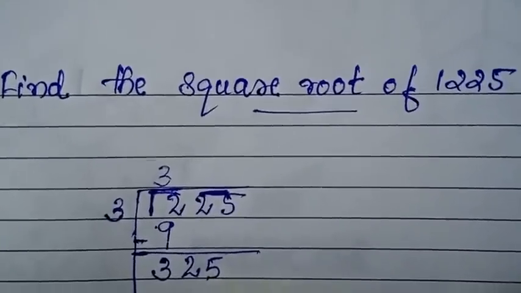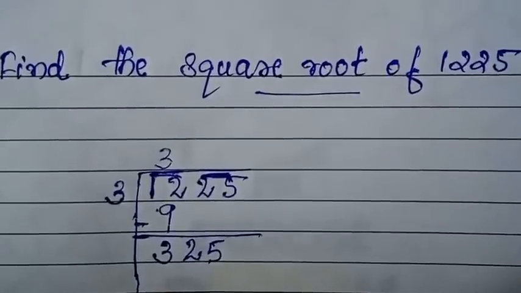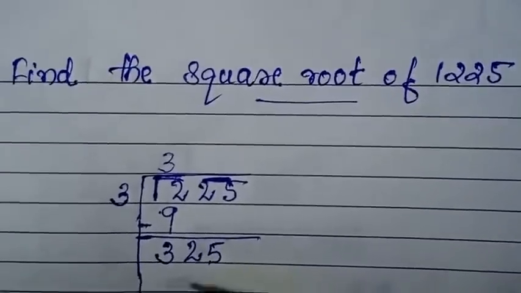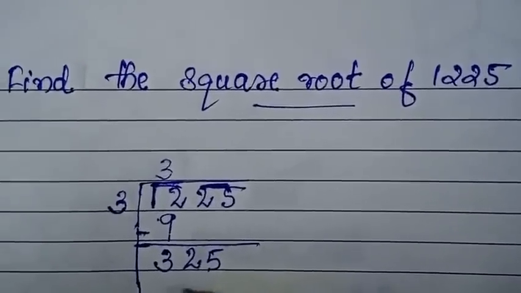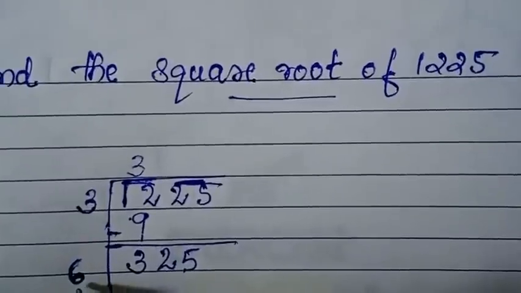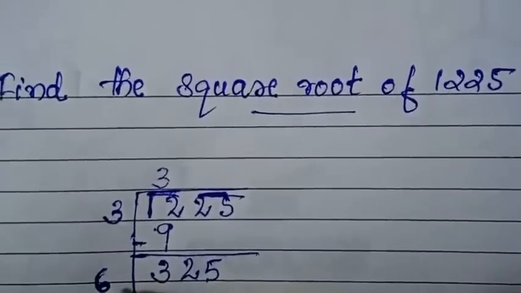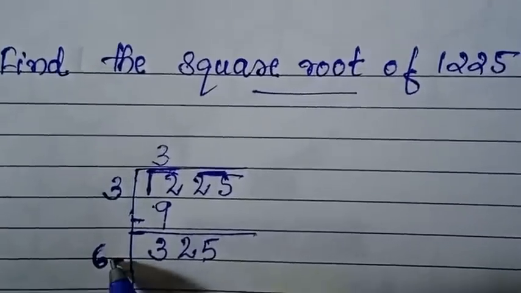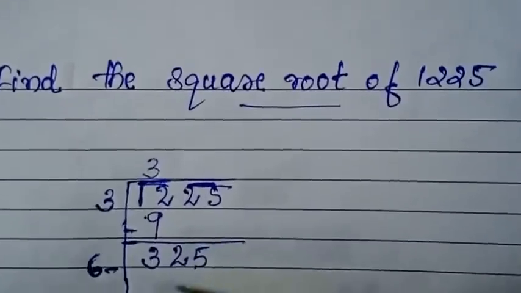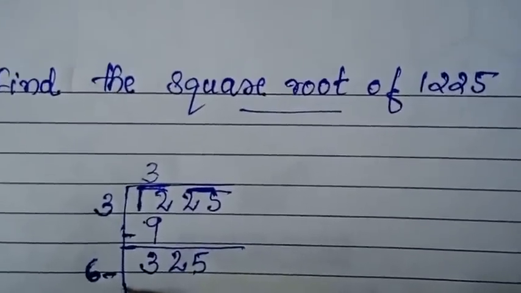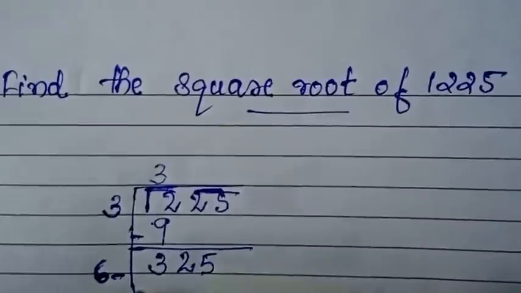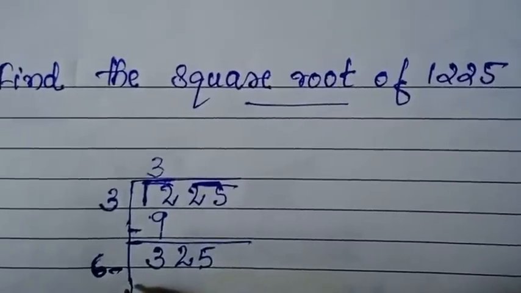Understood? So what do we do next? Look at the quotient, that is 3. Double the digit in the quotient and enter it with a blank to the right. So we double it and write 6. Now guess the largest possible digit to fill the blank space, which also becomes a new digit in the quotient.